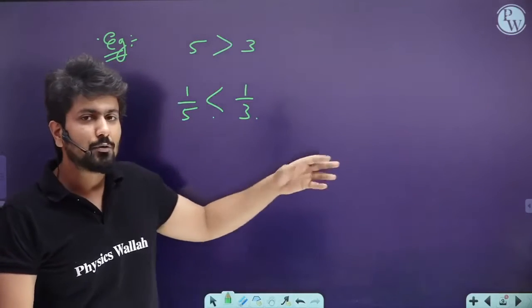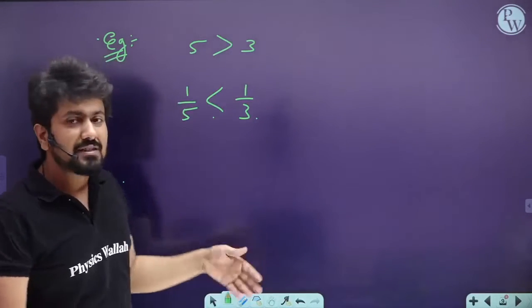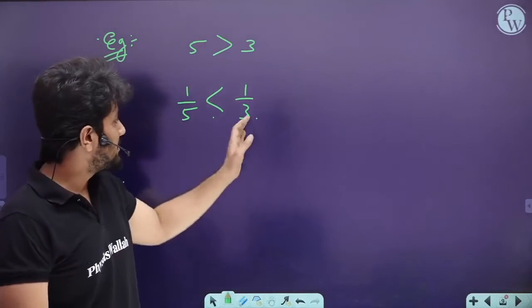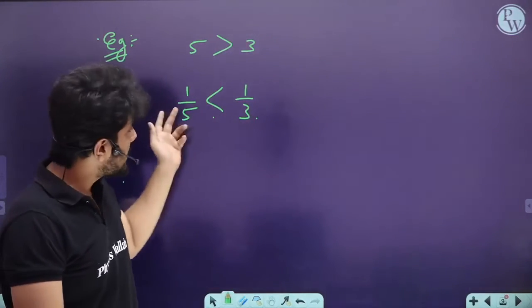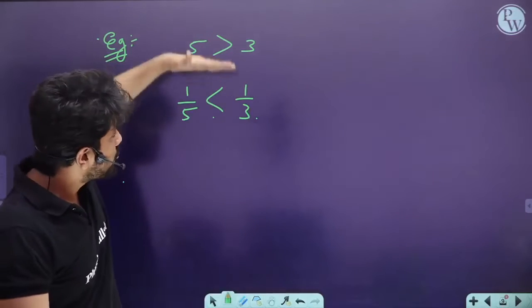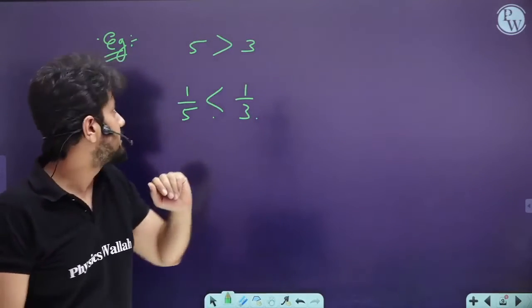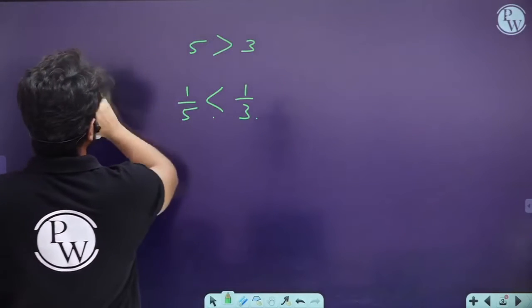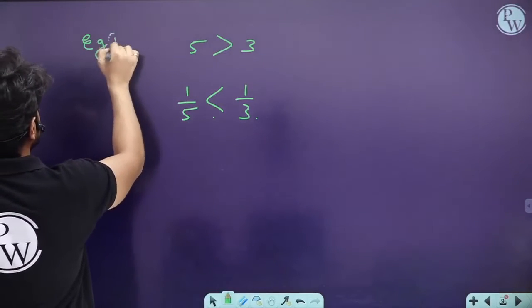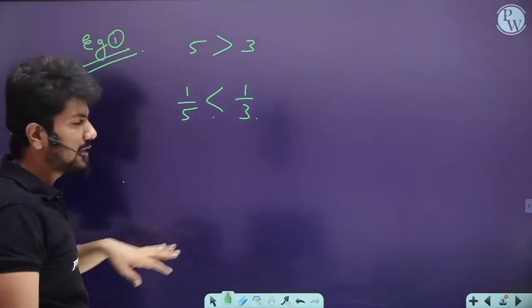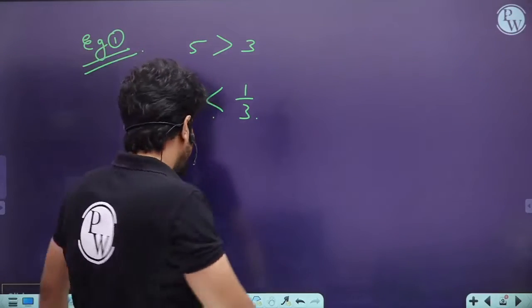Of course, 1 by 3 is greater. 1 by 3 is 0.33 something, and 1 by 5 is 0.2. So 1 by 3 is greater than 1 by 5. So if you are doing the reciprocal, the inequality will change. This is example 1. Everybody understands this example? Let me take a second example.